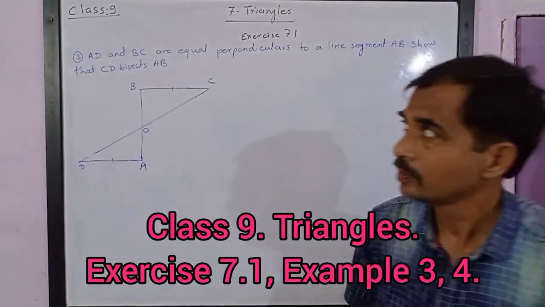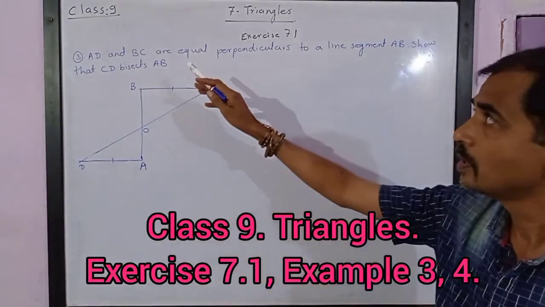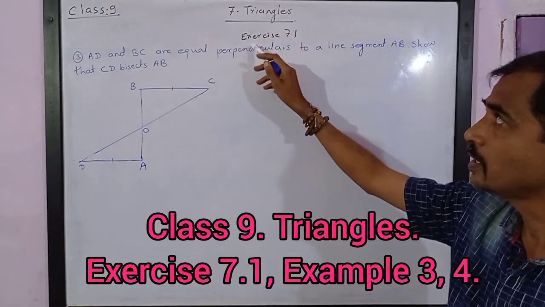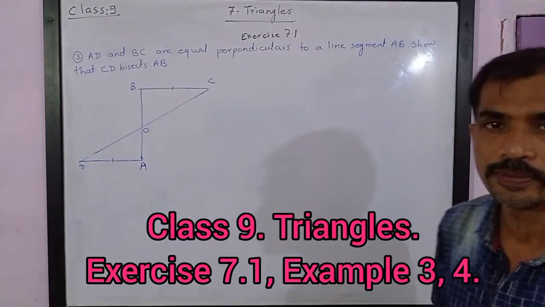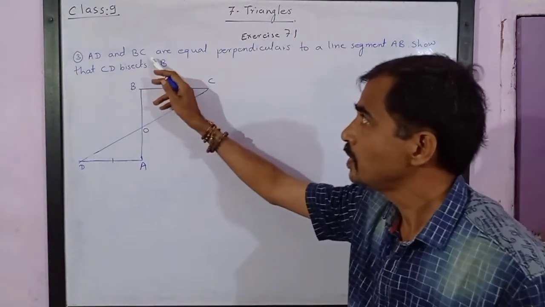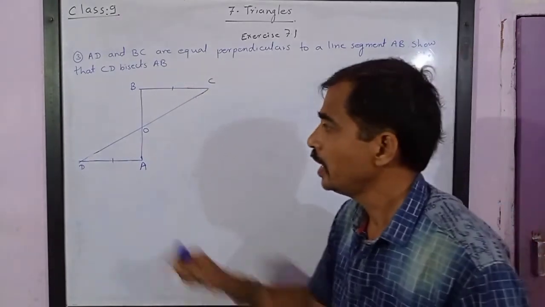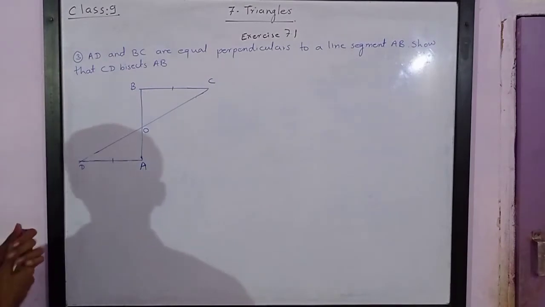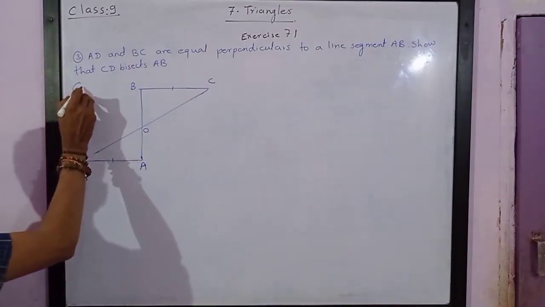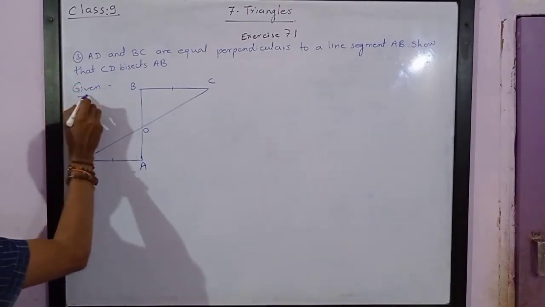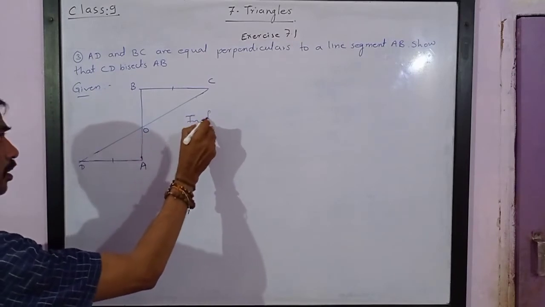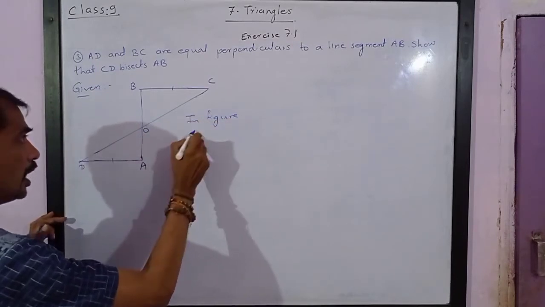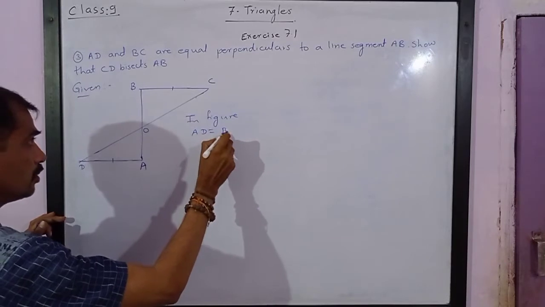Dear friends, we are studying in class 9, chapter 7, Triangles, and in exercise 7.1 we have the third question. AD and BC are equal. AD is equal to BC. So the first thing we are given is that AD and BC are equal. So in the figure, we are given that AD is equal to BC.